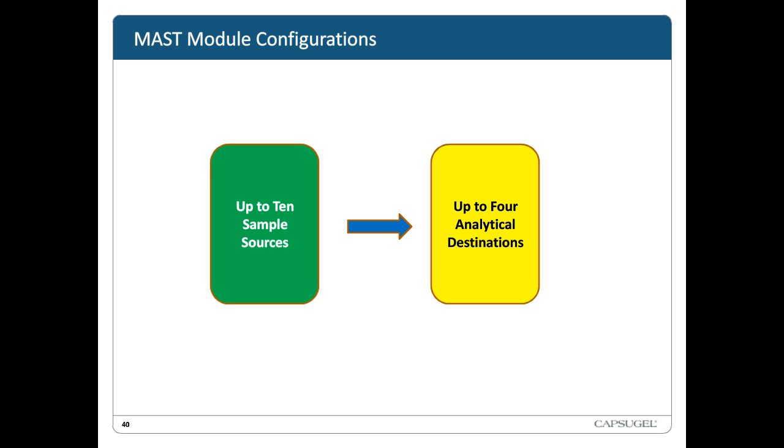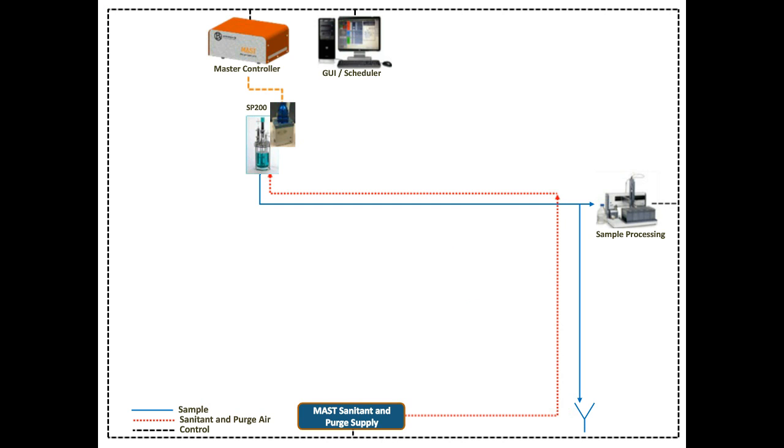The M in MAST stands for modular, so I want to go over the module configurations and how that works so you get an idea of how the system can be constructed. You can go up to 10 sample sources, and you can send those to up to 4 analytical destinations. The base level system is the starter area, the smallest subunit you can put together. It starts with a master controller that can operate one sample pilot, either an SP100 or SP200, and send that sample to one destination, like the Gilson or a Nova or one other device.